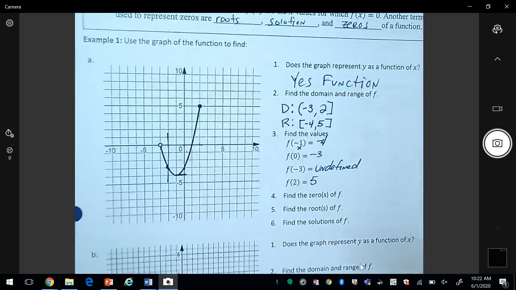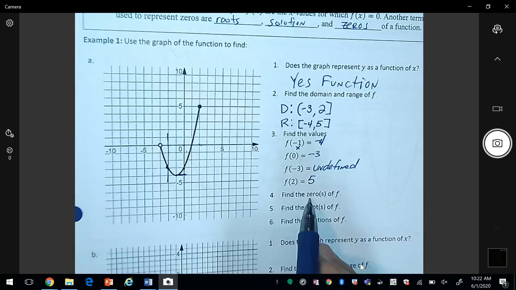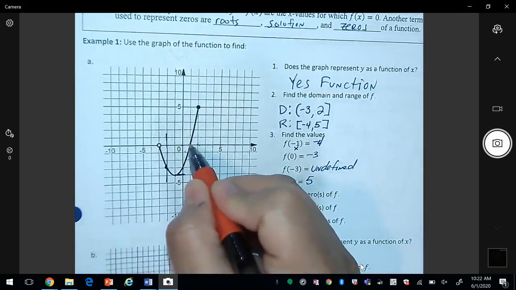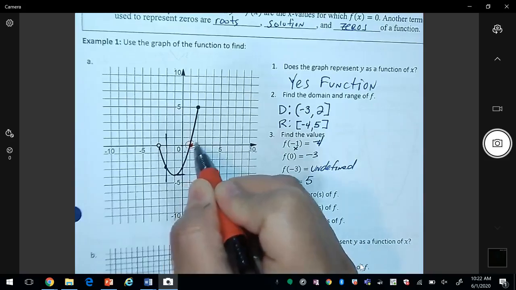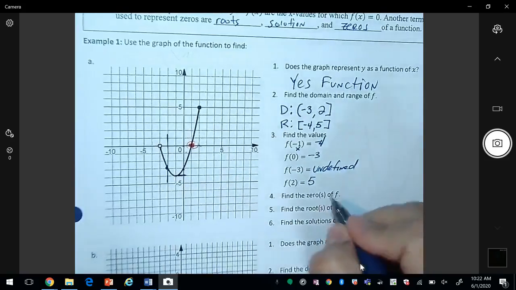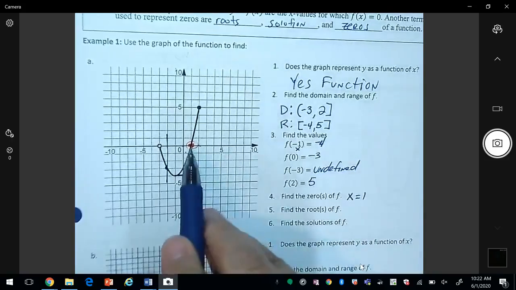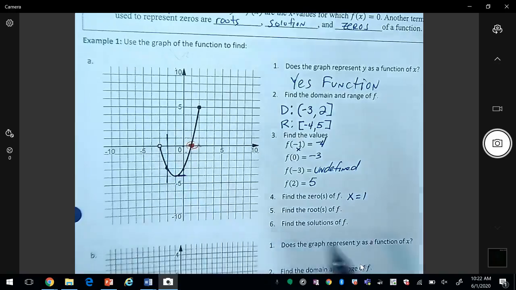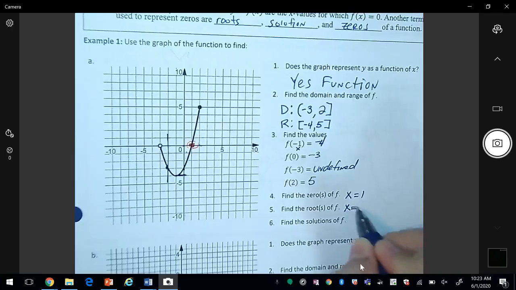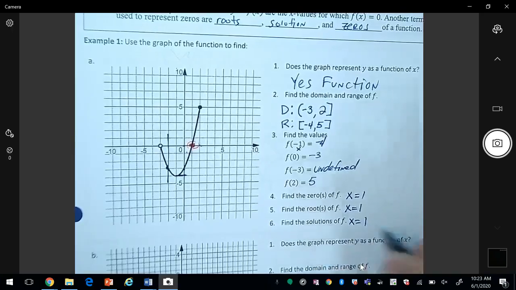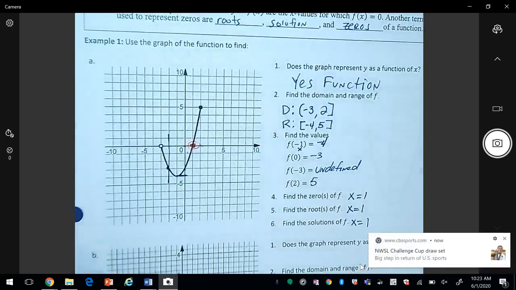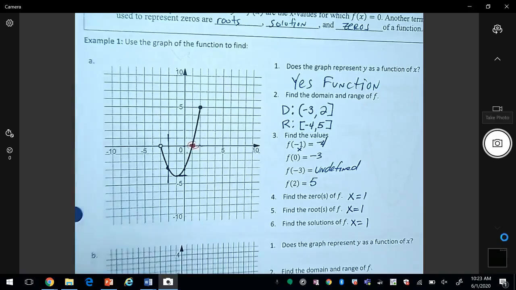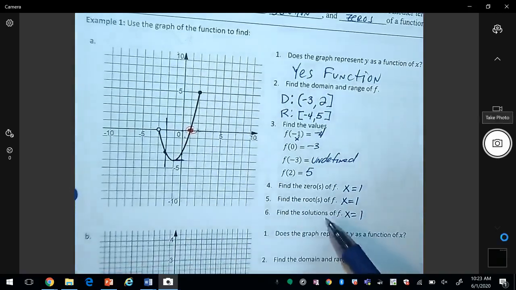Find the zeros of f. Remember, the zeros are the x-intercepts. And all that means is where is the graph crossing the x-axis. So the x-axis is right here, and the graph is crossing at this point. So we say that the zero is at x equals 1. And then here, although it looks like it's touching the x-axis, since it's an open circle, it's not touching that point. The roots is just another name for zeros, and solutions is another name for zeros. So these are all the same point, just different names for it.